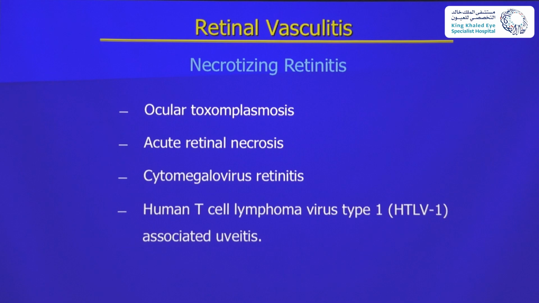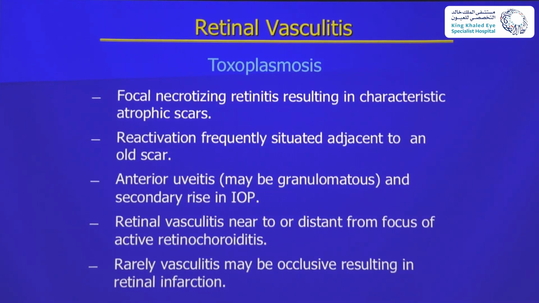Retinal vasculitis can be associated with necrotizing retinitis. So this is again a differential diagnosis based on clinical findings in the eye. Necrotizing retinitis can be seen in patients with toxoplasmosis, acute retinal necrosis, CMV retinitis, and human T-cell lymphotropic virus type 1 associated uveitis. If we look at toxoplasmosis, it is characterized by focal necrotizing retinitis. Frequently, at presentation, the patient has anterior segment inflammation, which can be granulomatous.